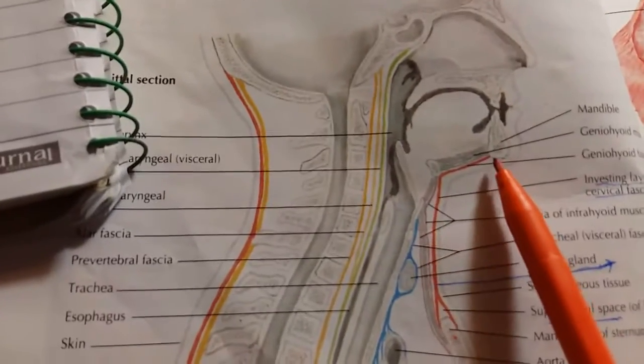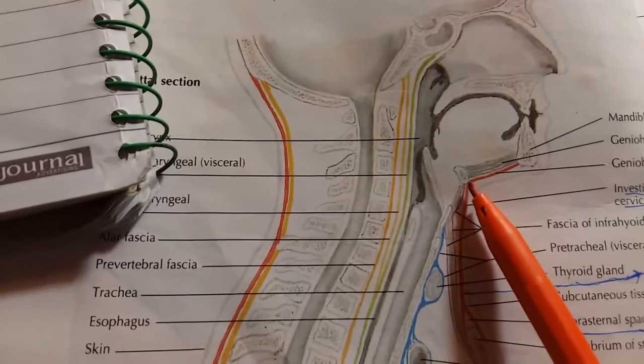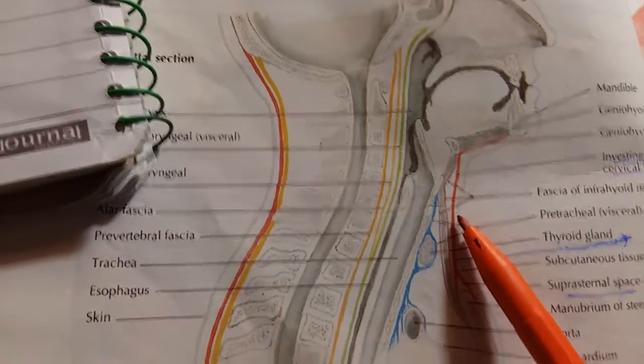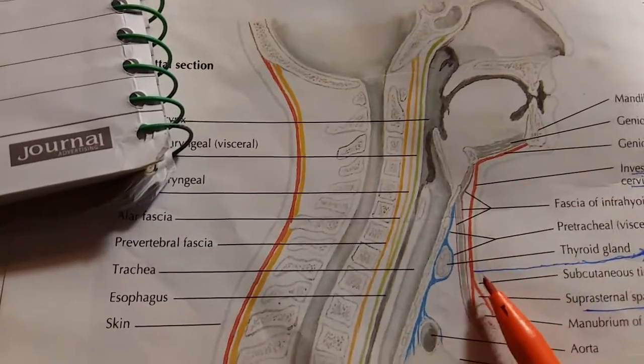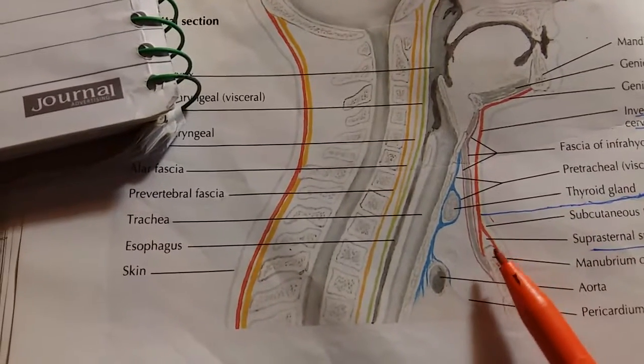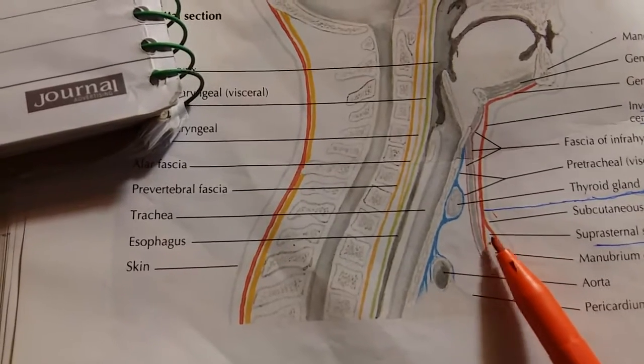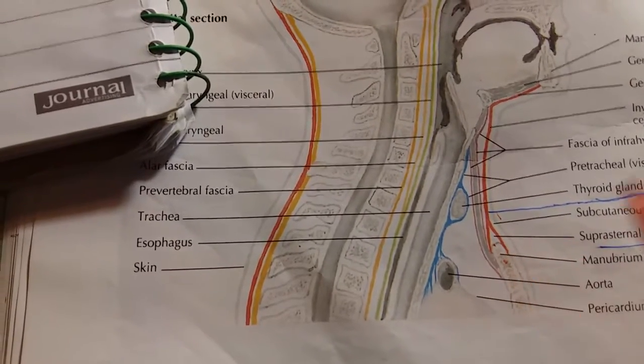This is the splitting. We see that it moves downward attaching to the hyoid bone, then lying anterior to the infrahyoid muscles. These are the suprahyoid muscles, and then it comes down and splits and forms a space. This space is called the suprasternal space.